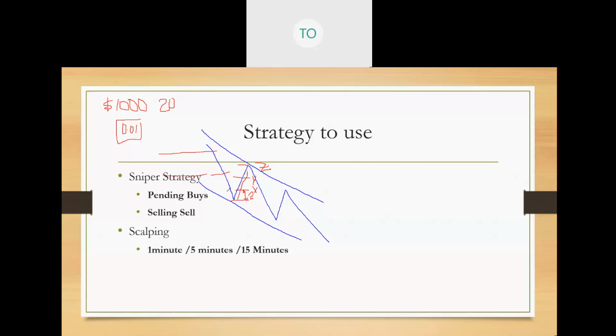However, try not to spend the whole 20 in this move up. My suggestion is at this point, you do 5 trades. At that point, you do 5 trades. And then at this last point, you do 5. So those are 15 trades, assuming the market keeps going up.